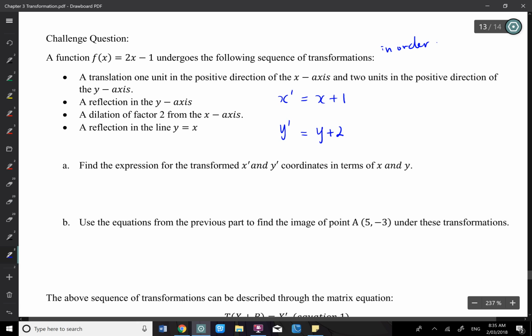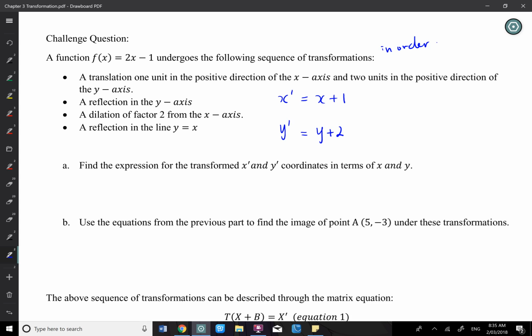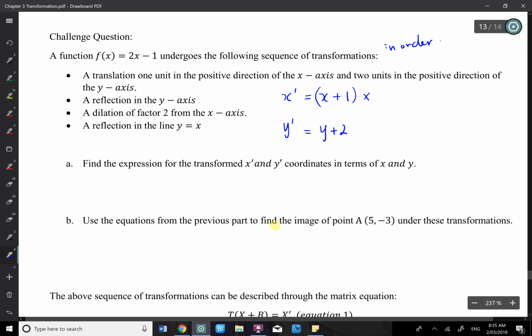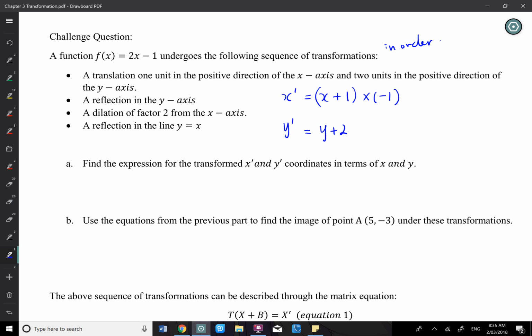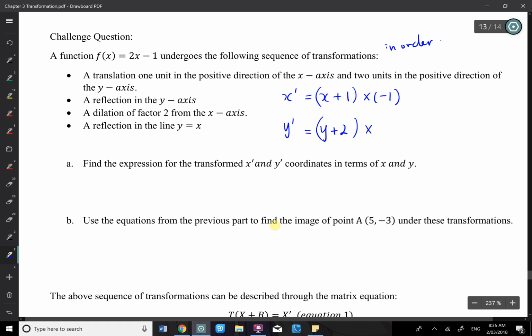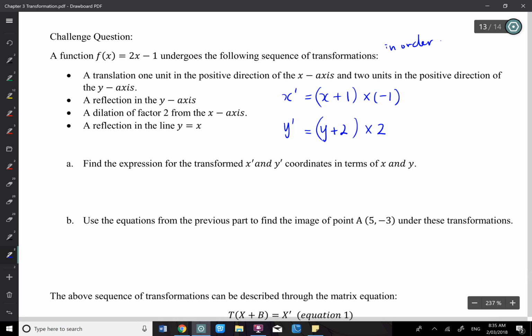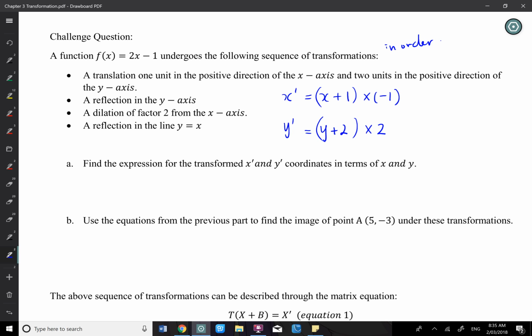A reflection in the y-axis changes x, so I will times that by -1. A dilation of factor 2 from the x-axis changes the y value, so I will times 2 here. A reflection in the line y equals x. Okay, so your new x is x plus 1 times -1. Your new y will be y plus 2 times by 2.